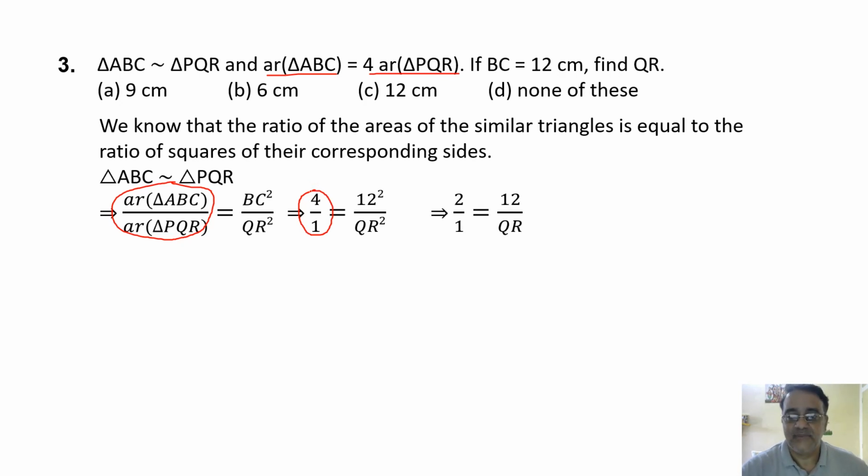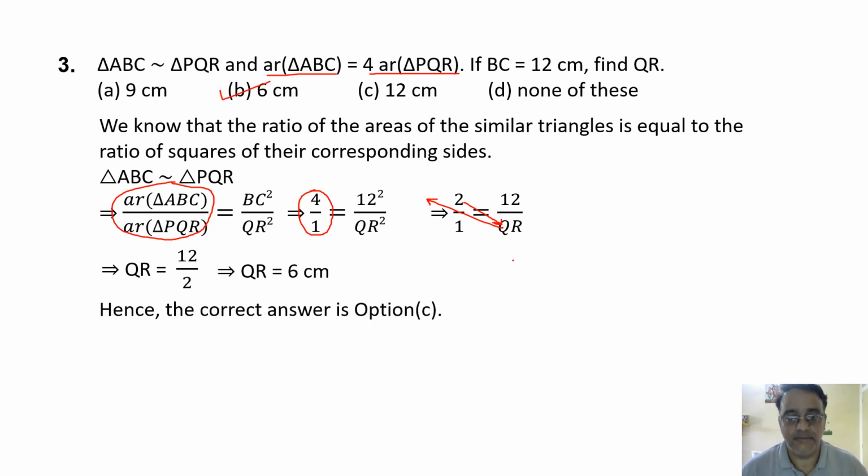2/1, right. Now we will do the same thing. QR will come here and 2 there. So QR is equal to 12/2 and the final answer is 6 centimeter, right. So which option is the correct one? Option B. Option B. This is B, right? Fine. Now we are moving toward question number 4.